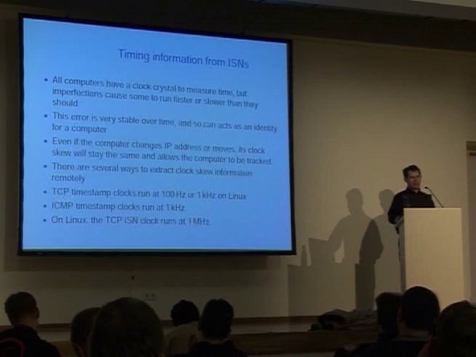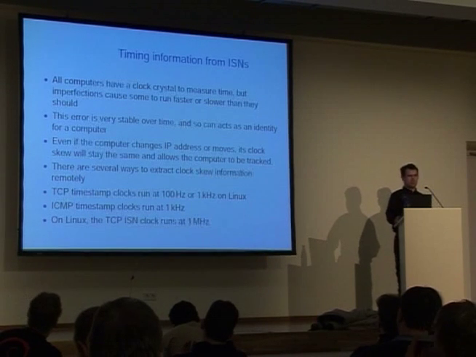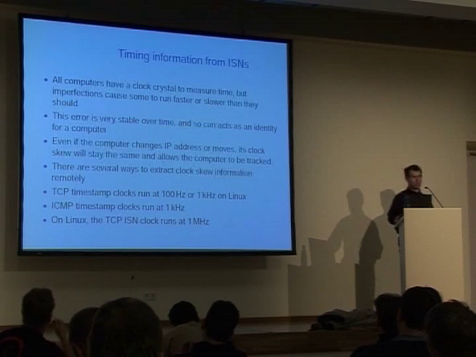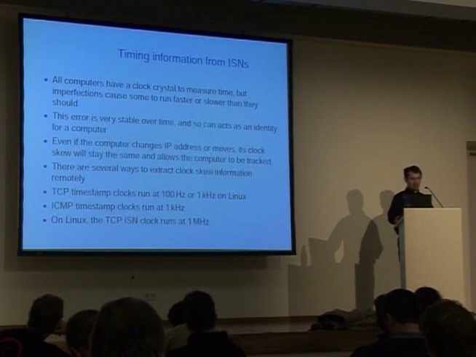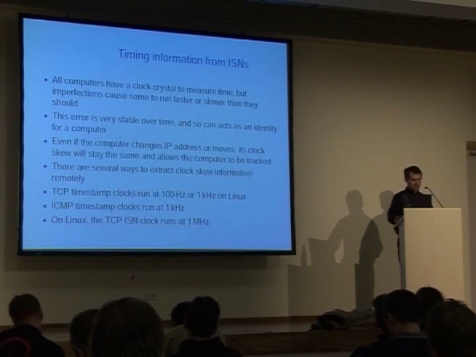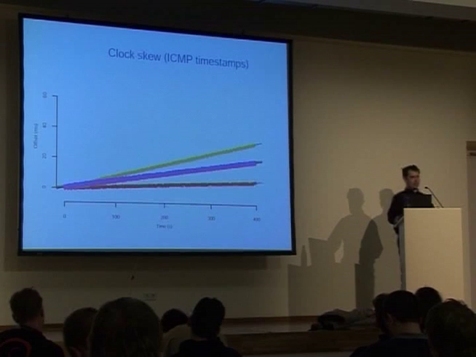I mentioned that when Linux generates initial sequence numbers, it adds on the time in microseconds. So that's a 1 megahertz clock, 1,000 times faster than the TCP timestamp. Another option is the ICMP timestamp. This is where you send a packet to a machine, and then you'll get a request, a reply, which is the time in 1 kilohertz.